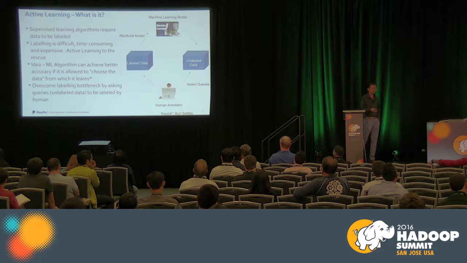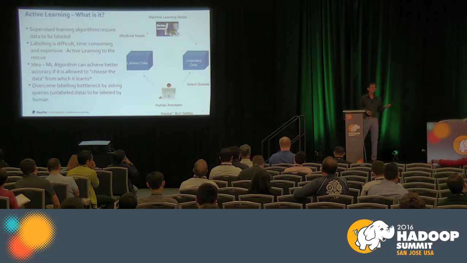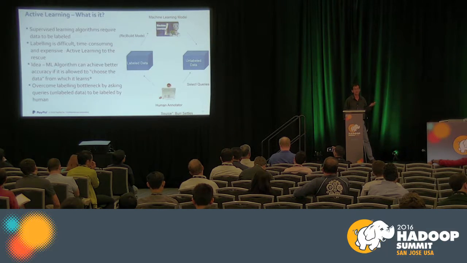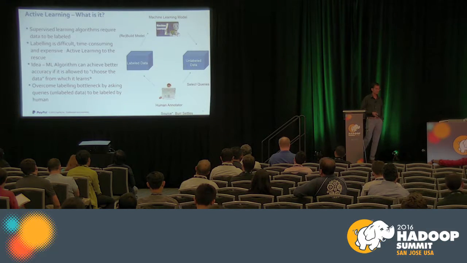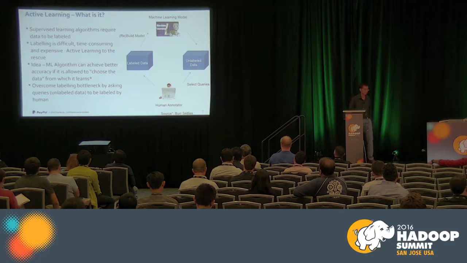The fundamental idea behind active learning is that if a machine learning algorithm can choose the data from which it trains the model, then typically it results in better predictive performance. That's the idea: instead of just using all the data you have, choose the data before you train a model on it. This actually helps to overcome the labeling bottleneck, because labeling is one of the most expensive parts of building a machine learning model.